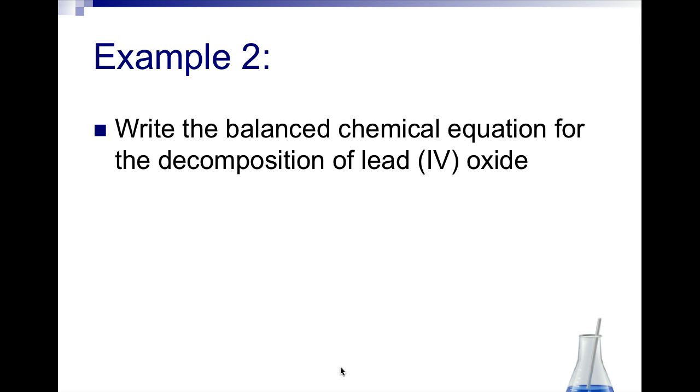So write the balanced chemical equation for the decomposition of lead-4 oxide going to oxygen gas plus lead. Now, this is actually balanced as is, so we do not need coefficients.